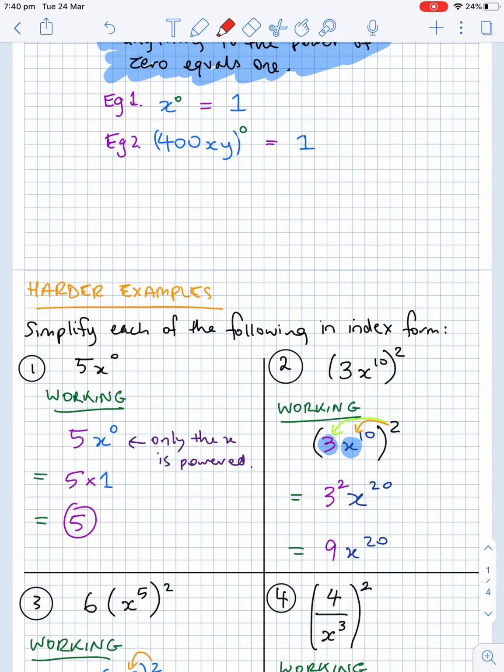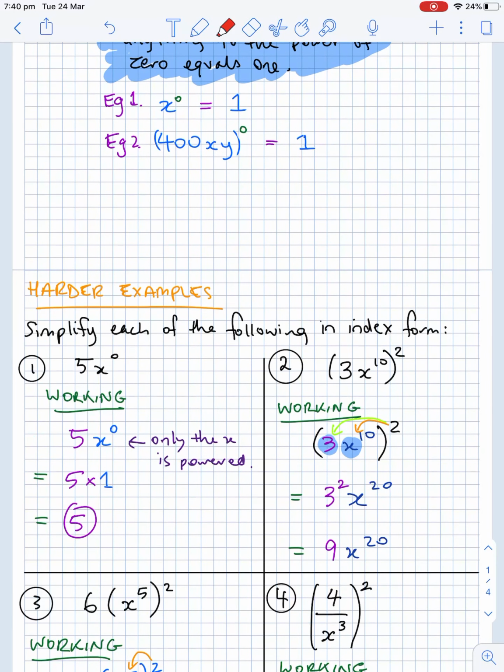Okay, moving on. The next one is this sort of situation. This is a bit of a trickier one, and the reason is because this 2 is powering this whole bracket because of these brackets. It's really important to understand how these brackets work. That means that our 2 is literally going to be powering the 3 and the x. So let's think, how does that work? If we power the 3 to the power of 2, it looks like that. And if we power this x to the power of 2, well, it's already got a power. So power of a power, what do we do with these two numbers? We multiply them to get that 20.